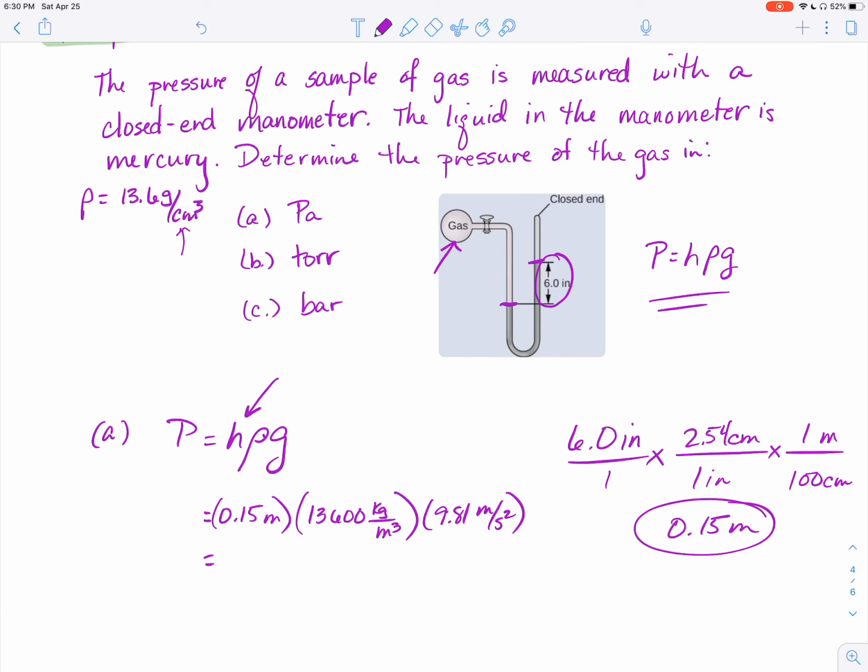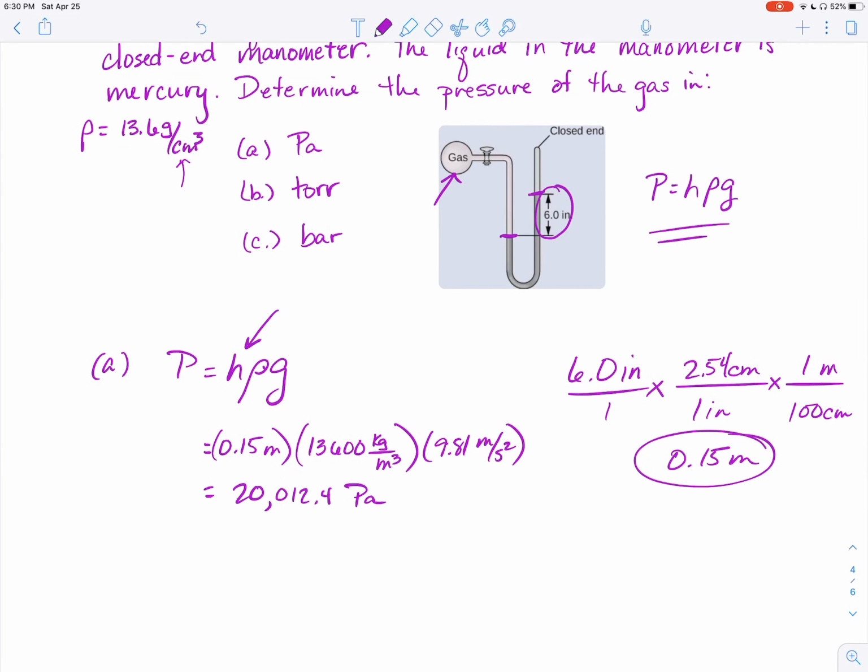And when we do this math, we end up getting a value of 20,012.4 pascals on the calculator, and we have to make that a 2 sig fig value. So we're going to have to put that in scientific notation of 2.0 times 10 to the 4th pascals. And we got the same type of unit of kilograms per meter second squared as previous, and just note that that is the same as a pascal. That's why I wrote that as pascal. Okay, so we've got part A.